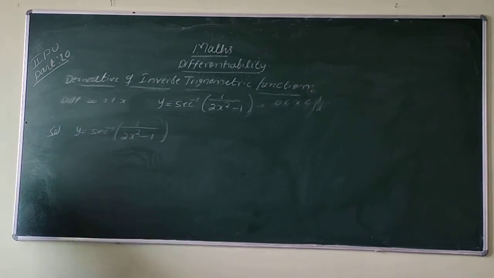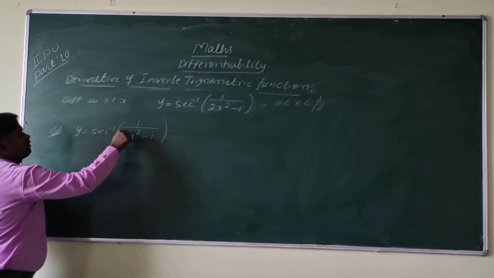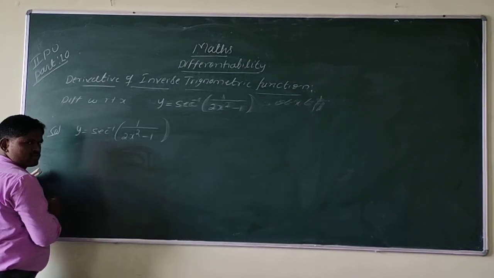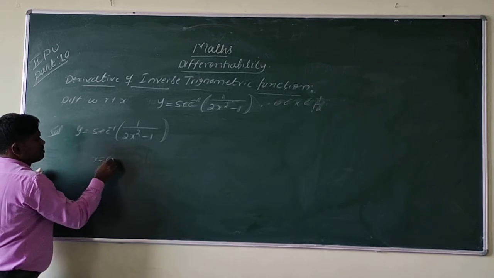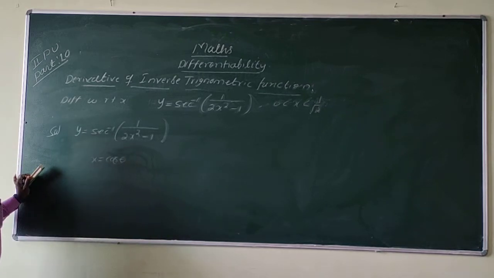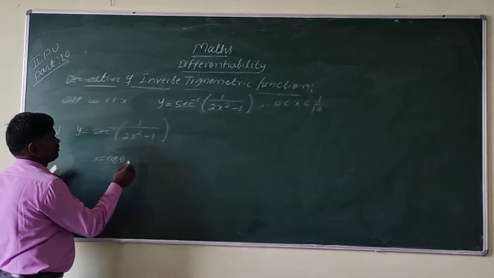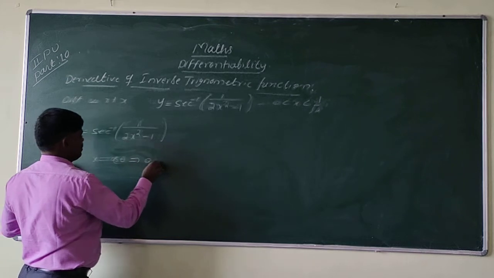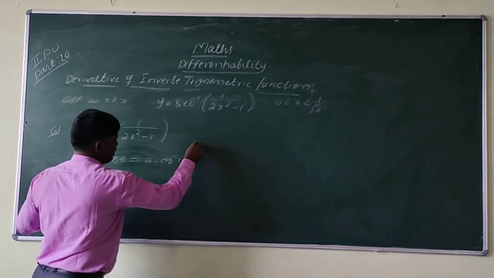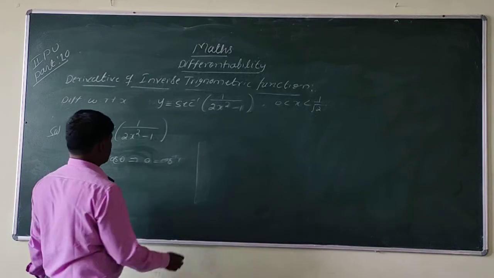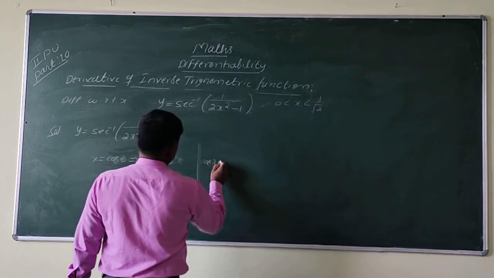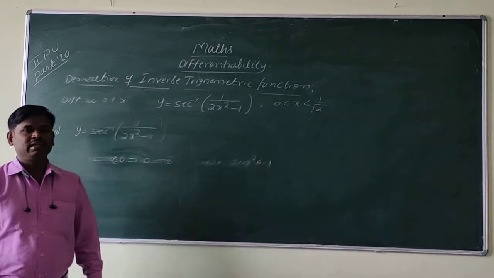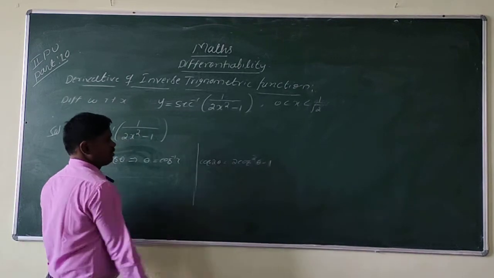Now our intention is to convert the given terms in terms of secant. So what is the suitable substitution here? That is x is equal to cos theta. Then we get 2 cos square theta minus 1. This implies theta is equal to cos inverse of x. We have the standard formula: cos 2 theta is equal to 2 cos square theta minus 1.